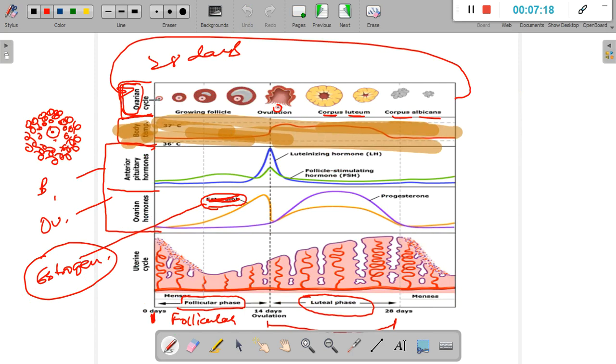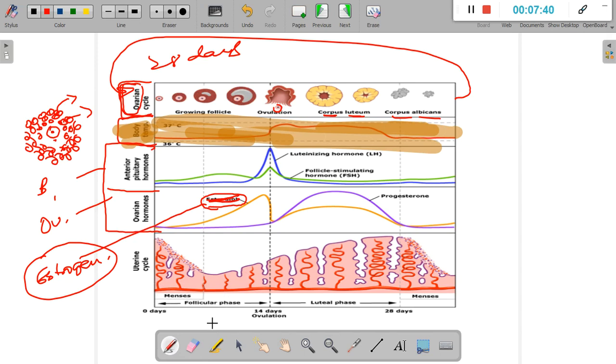Now if you look into the ovary, the first 14 days is simply the growth period of follicular cells and the release of hormones by these cells. And then eventually at day 14 we've got ovulation, and after day 14 we've got the luteal structures, corpus luteum. But in the uterus the stages are slightly different, right? They are slightly differently timed.